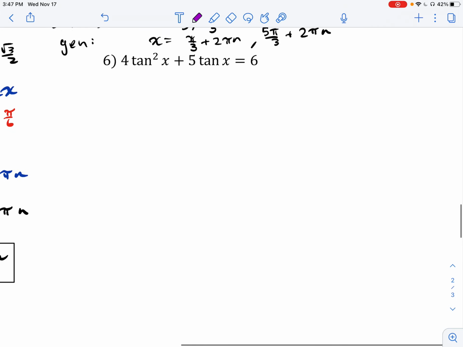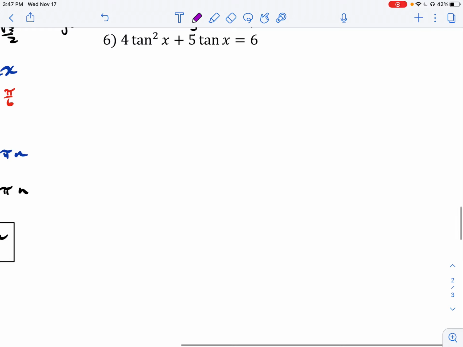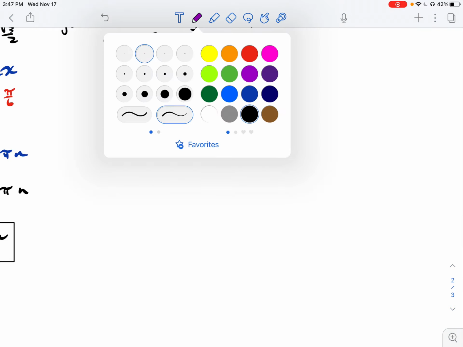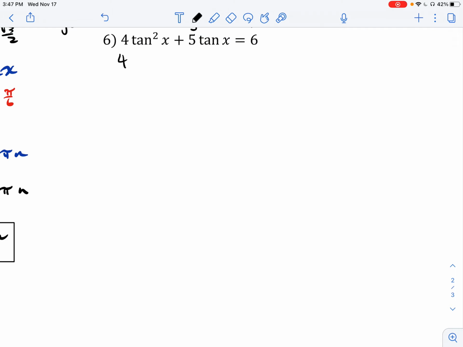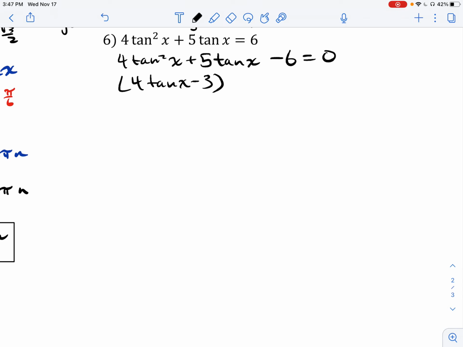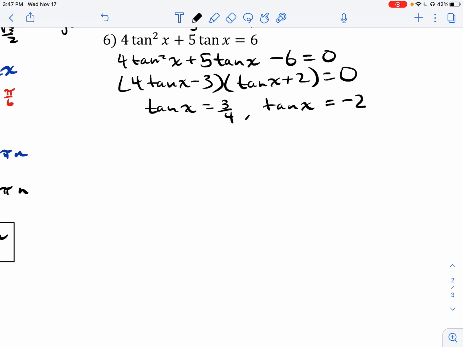All right, let's do one more type of problem here. Go ahead and pause the video and see if you can first solve this algebraically. Well, if we go ahead and combine all the like terms, I've got the following. 4 tangent of x minus 3 tangent of x plus 2, tangent of x is equal to 3 over 4, and tangent of x then is equal to negative 2.